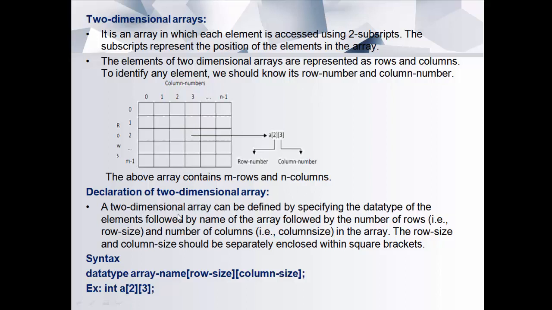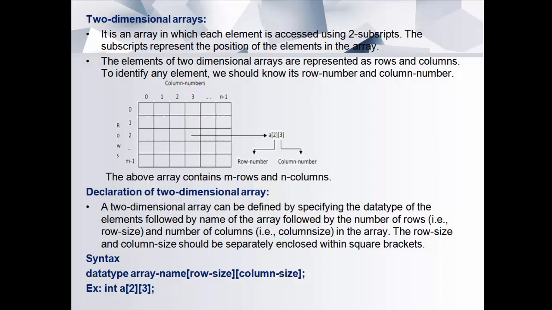A two-dimensional array can be defined by specifying the data type of the elements, followed by the name of the array, followed by the number of rows and number of columns in the array. The row size and column size should be separately enclosed within square brackets. A two-dimensional array needs two subscripts. The first subscript indicates the rows and the second subscript indicates the column size. Both should be separately enclosed within a pair of square brackets.